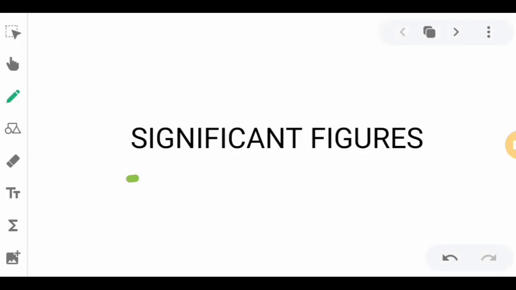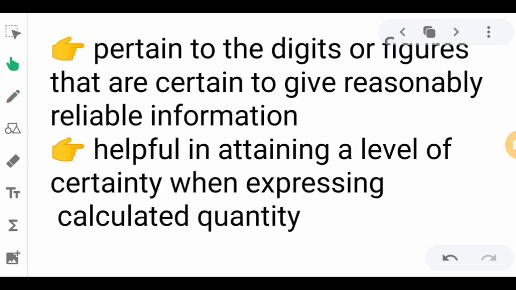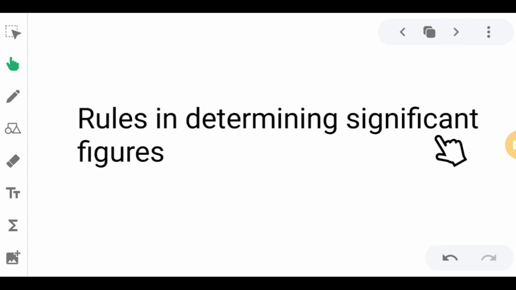Hello everyone, this lecture video is all about significant figures. First, let's define this one. Significant figures pertain to the digits or figures that are certain to give reasonably reliable information. These significant figures are helpful in attaining a level of certainty when expressing a calculated quantity. So, let us proceed to the rules for determining significant figures.